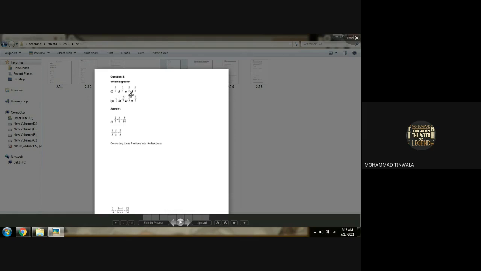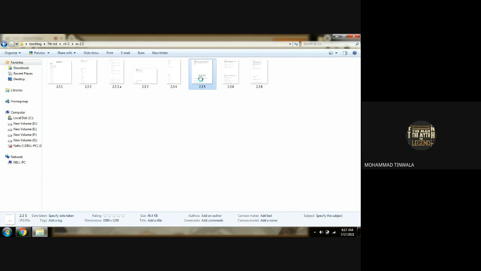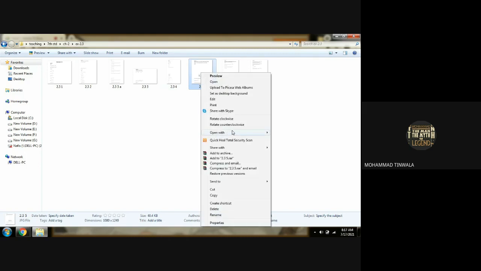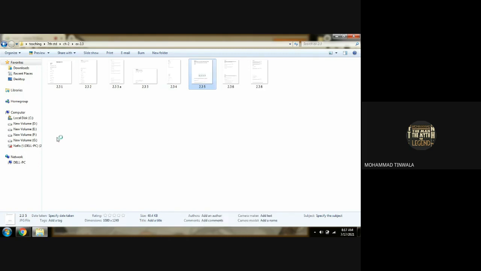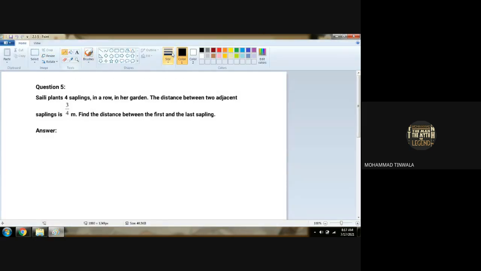Yes or no? Which one is greater? Which one is smaller? Yesterday. Now we are in question number 5. Exercise 2.3, question number 5. Muhammad Fazil, please read the question.